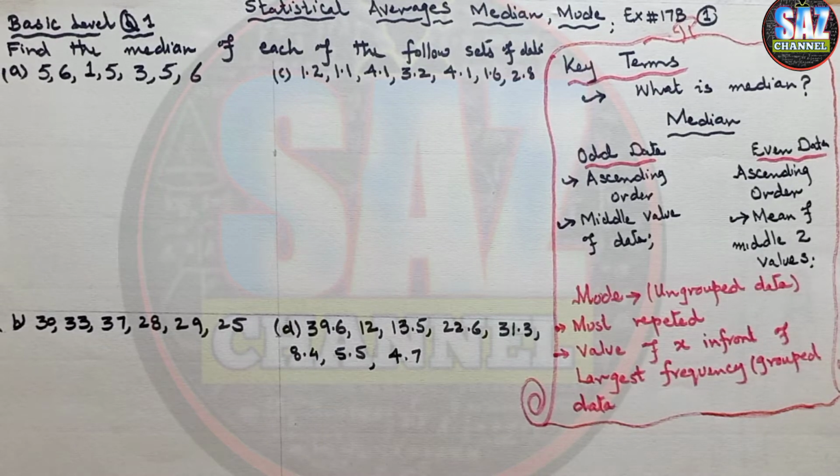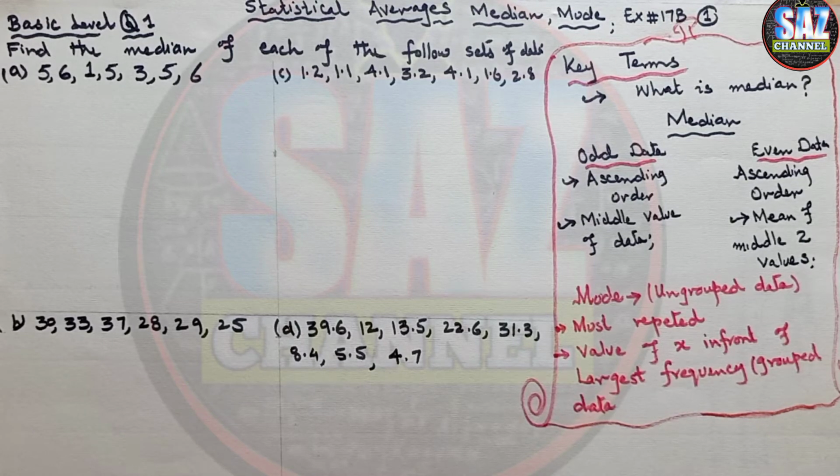This is my first lesson of D2 chapter number 17, exercise 17b, that is about the statistical averages. Students, in the previous class we learned about the statistical average mean for grouped and ungrouped data, the formulas for the mean of grouped and ungrouped data, and in this class we will be focusing on the median and mode for the grouped and ungrouped data.